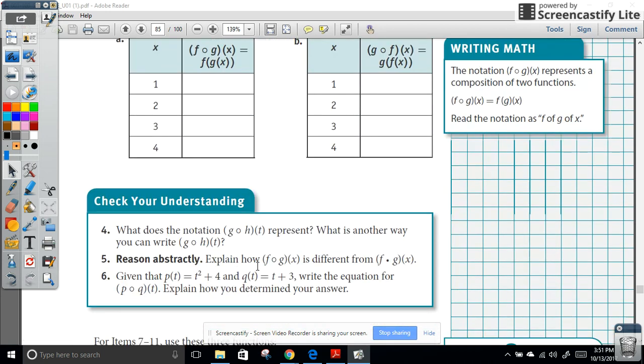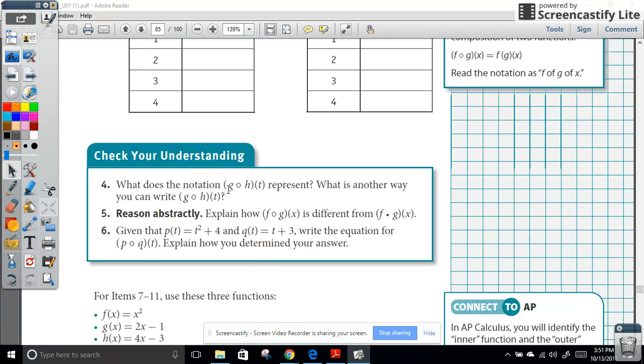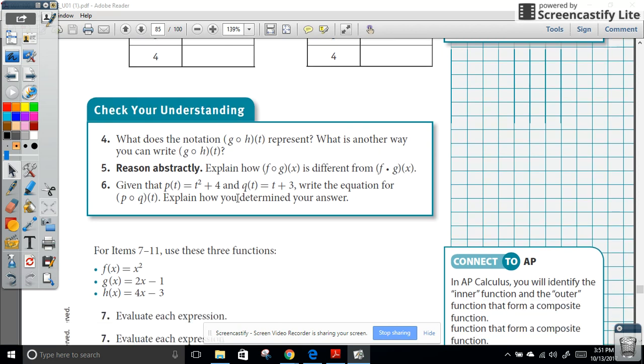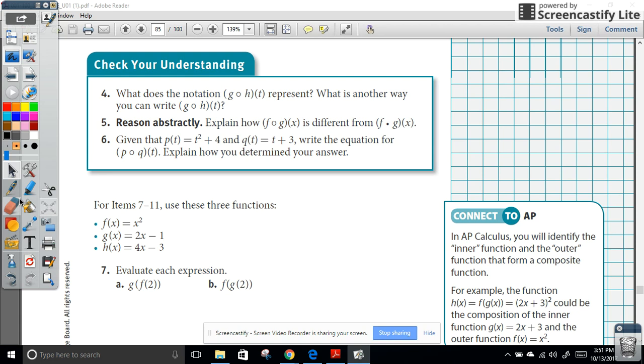Let's go over here and see. What does it mean, g of h of t? What is another way that you can write g of h of t? Okay, another way that we can write this. The g function is being evaluated last. The h function is being evaluated at t. So we're going to evaluate the h function first, plug in a value for t, get the value for the h function, then plug it into g.